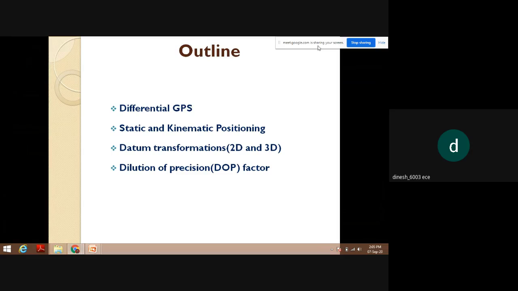In today's presentation, we are going to see differential global positioning system, static and kinematic positioning, datum transformations in the form of 2D and 3D, and dilution of precision, which we call the DOP factor. So these are the 4 different topics that we are going to see in today's session.